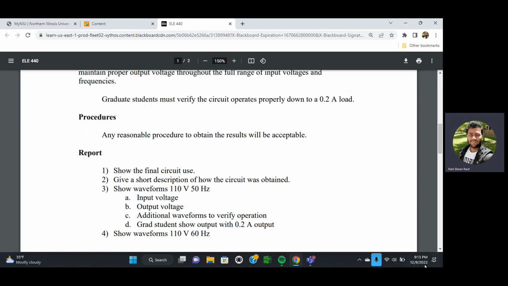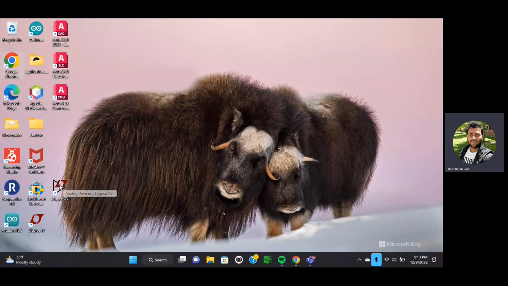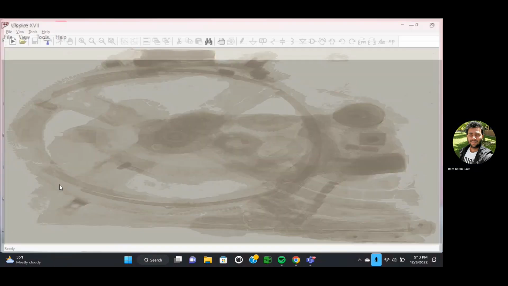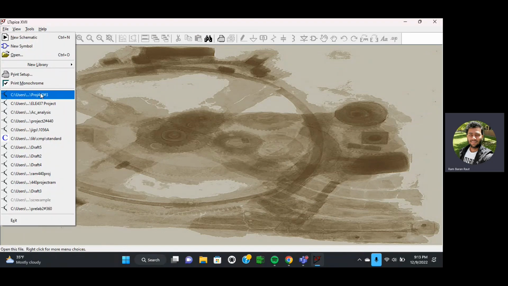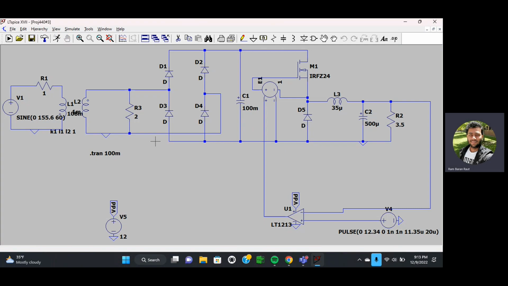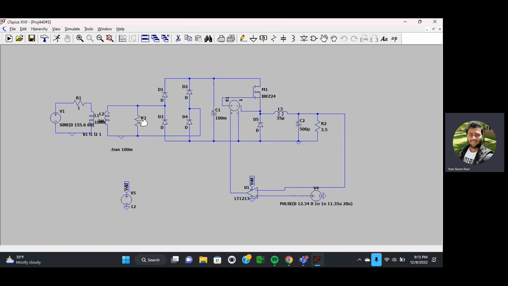So let me open my LTspice. Here is my LTspice. I have already built the circuit. So this is the circuit, and I'm going to explain every part one by one. This is my source, an AC source. Right now I'm using 110 volt RMS, which is equal to 155.6 volt as a peak, and it's at 60 hertz frequency.